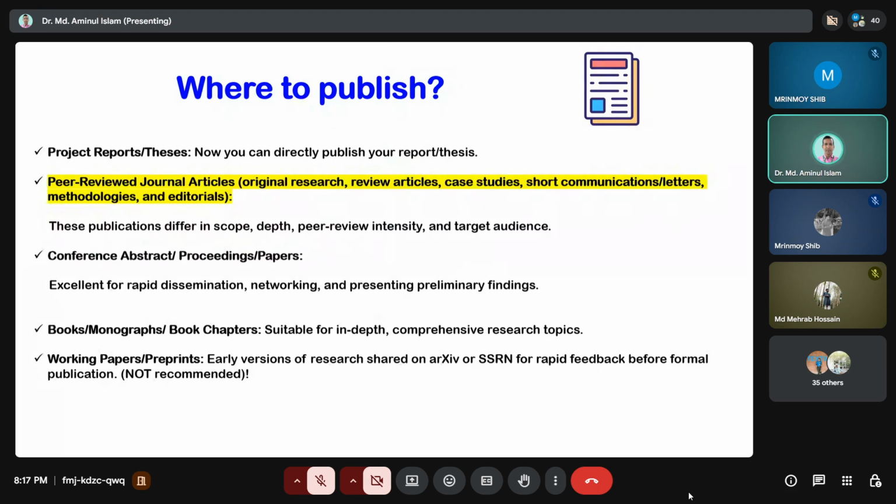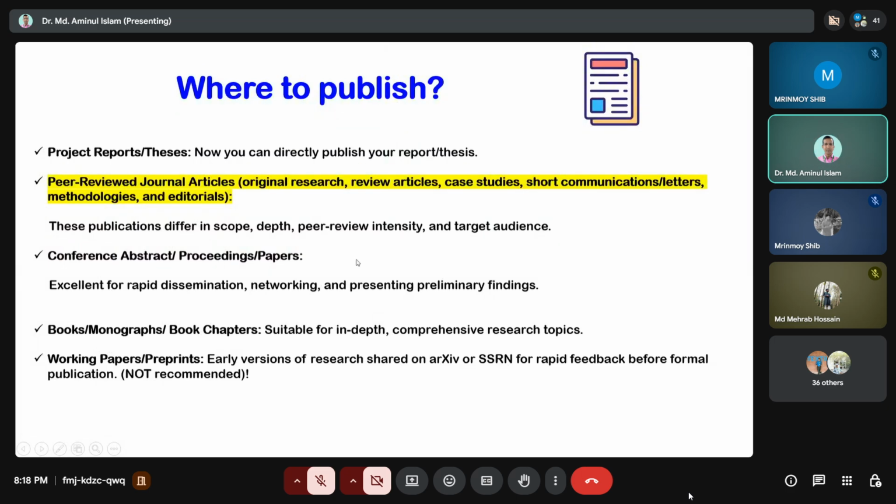Now, where to publish? Well, nowadays you can publish your work in many fields. You can directly publish your project report or thesis to various publishers like Springer or some other publishers. The most important thing is peer-reviewed journal articles. You can publish your work as original research article, review articles, case studies, short communications, letters, methodologies, and editorials. However, these differ in scope, depth, and target audience.